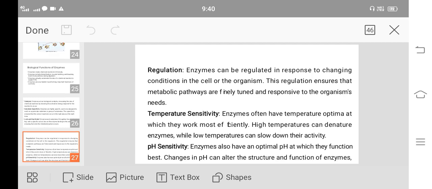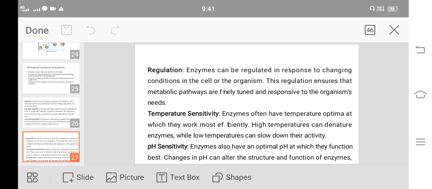The next one, some enzymes have a regulation process. Especially human cells, or all types of cells, need specific regulation processes. It's important, and these regulations are involved in the metabolic pathways, in response to the organism's needs. And also temperature sensitivity. A high level of temperature leads to the destruction of some enzymes. High temperatures can denature enzymes, while low temperatures can slow down their activity. So the optimum temperature must be maintained so that they work very efficiently.